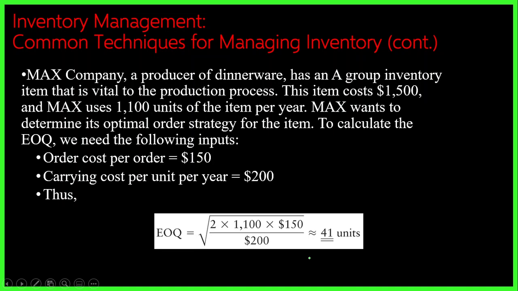Now, to continue, you have Max Company, a producer of dinnerware, which has a group inventory item that is vital to the production process. This item costs 1,500 and Max uses 1,100 units of the item per year. Max wants to determine its optimal order strategy for the item. To calculate the EOQ, we need the following inputs. Order cost per order, that's 150. So that's now your ordering cost.